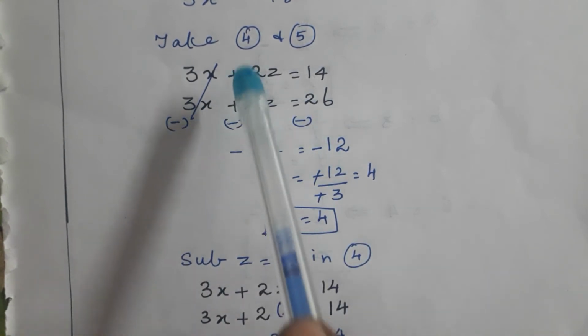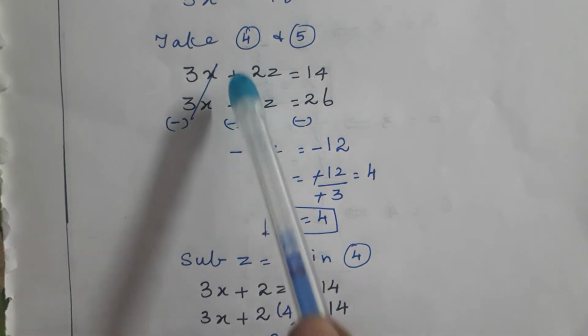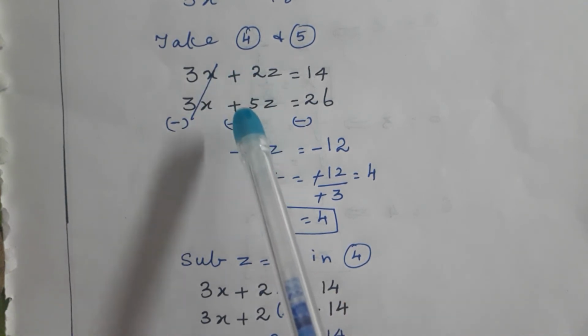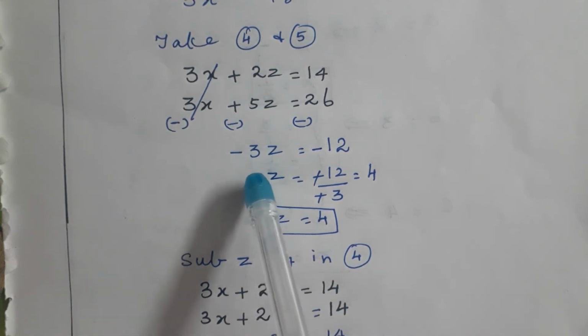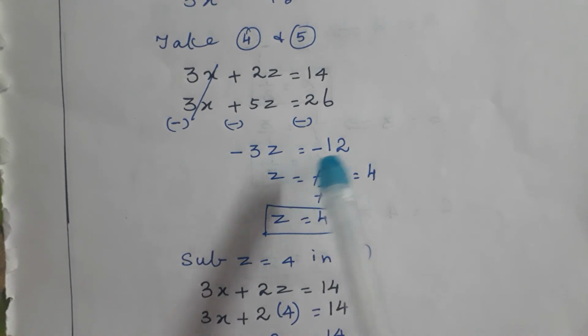Same way, similarly here also. Here also we have different signs, plus and minus. So subtract 2 from 5 and write the greater number's sign. So what do we have over here? Minus 3z is equal to minus 12.